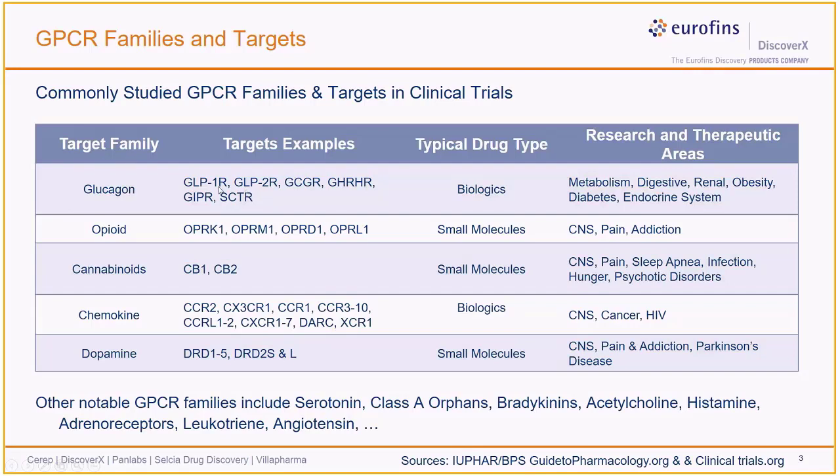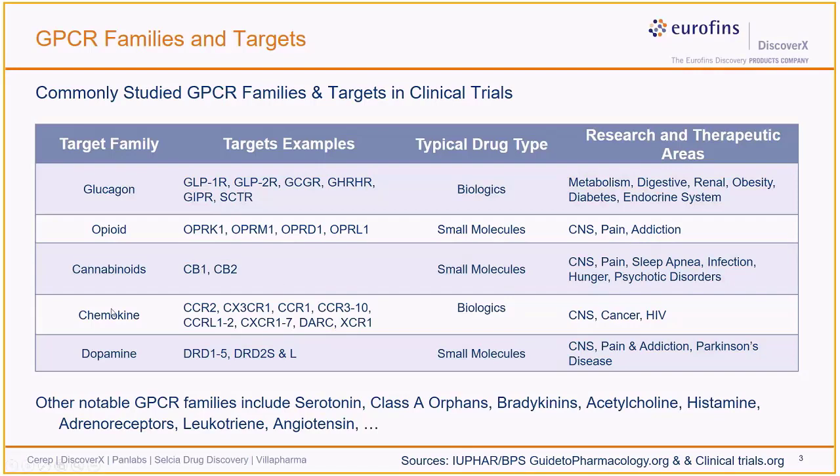Focusing attention on the target families, there's glucagon. Glucagon has several different targets like the GLP-1, or glucagon-like peptide. They typically bind targets such as peptides and biologics. Most of the clinical trials use biologics, and research areas include metabolism, digestion, renal, obesity, etc. For the next two families, these are opioids and cannabinoids. The drug development process has been focused on small molecule drugs involved in CNS, neuro, pain, addiction, sleep, and hunger areas.